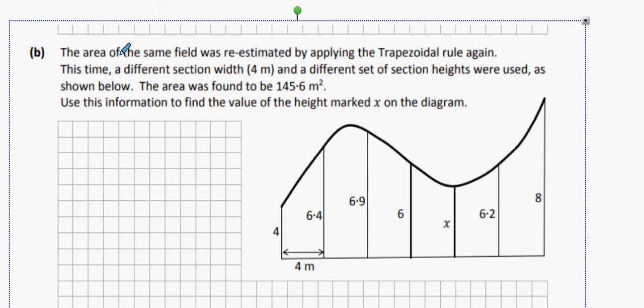Now, next, the area of the same field was re-estimated applying the trapezoidal rule again. This time there was a different section, 4 meters, and a different set of measured heights were used as shown below. The area was found to be 145.6. Use this information to find x.